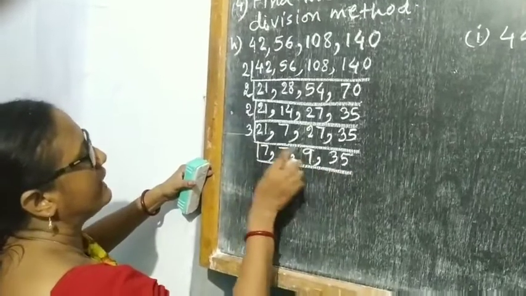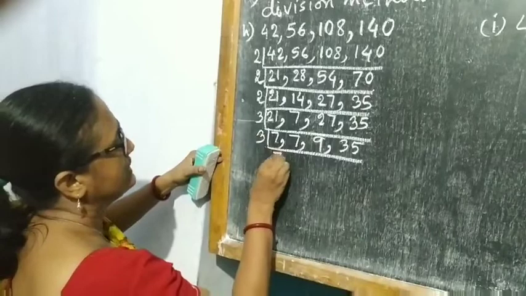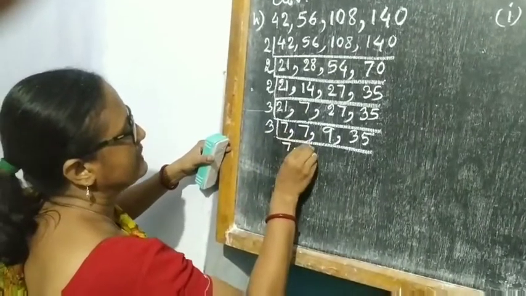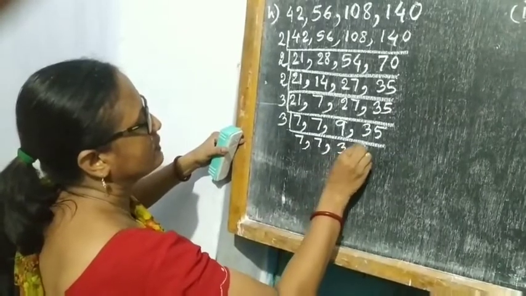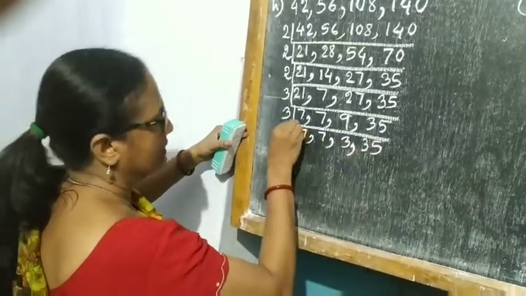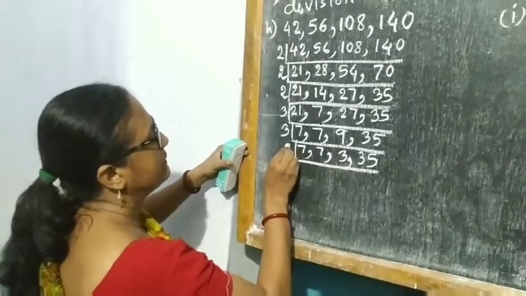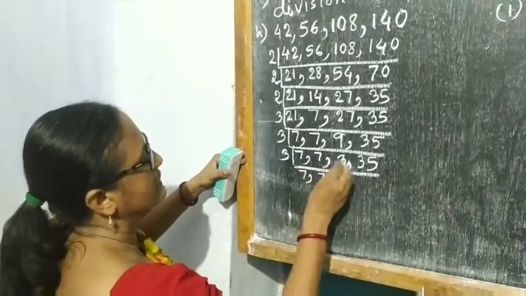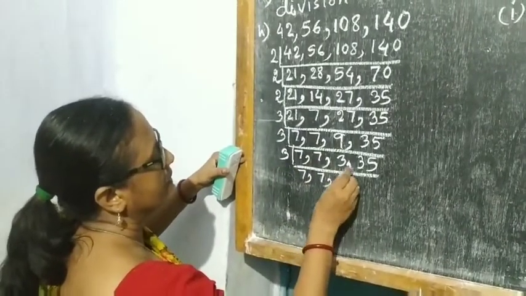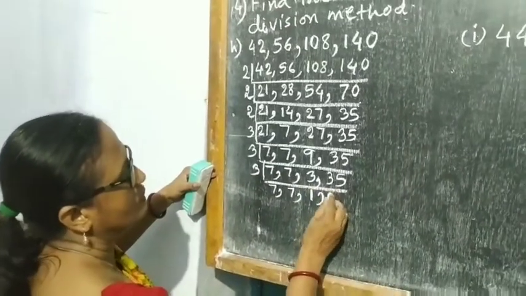Now children, again 9 is divisible by 3. So 7 is not divisible by 3, 7 is not divisible by 3, 9 divided by 3 is 3. 35 is not divisible by 3. Next, again try it with 3. So 7 is not divisible by 3, 7 is not divisible by 3, 3 is divisible by 3, yes, 1. 35 is divisible by 3? No.